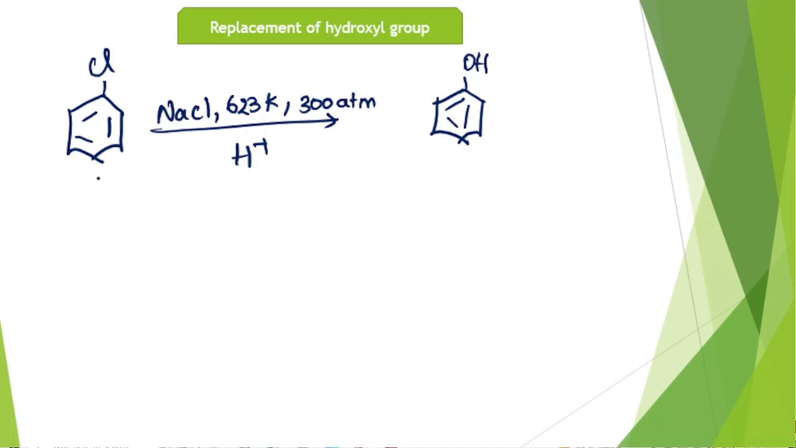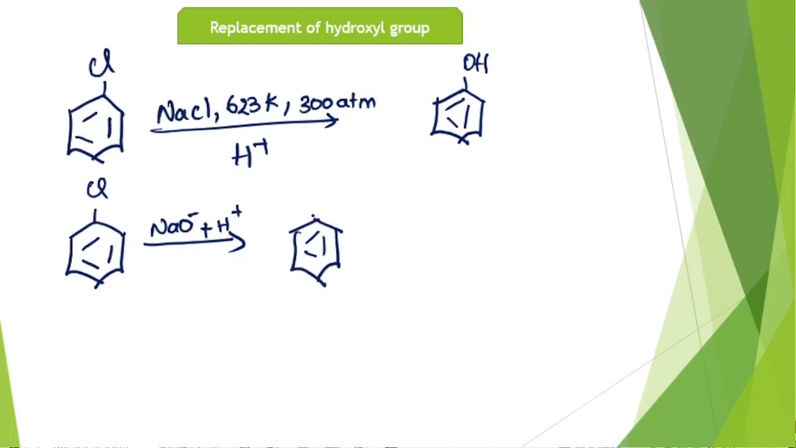So next we are going to have the benzene ring with Cl attached, and in the presence of NaOH, Na plus O minus plus H plus, you are going to get benzene ring with ONa plus. So this ONa plus is going to be there. This is called sodium phenoxide.